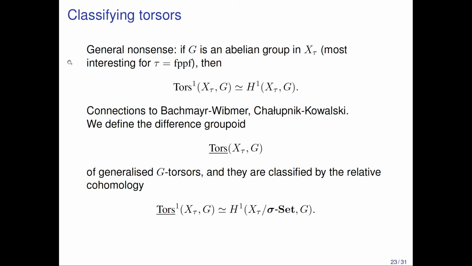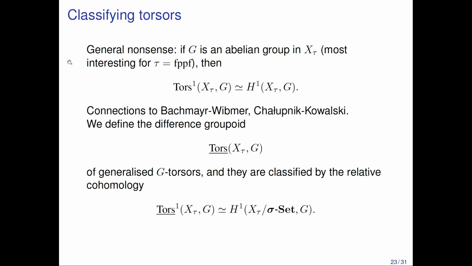So the category of torsors is a groupoid. By Tors 1, I denote the associated group of isomorphism classes. And there are connections there to the work of Annette and Michael and Chalupnik-Kowalski, which is a recent paper. They identify completely independently a number of objects that I just talked about.